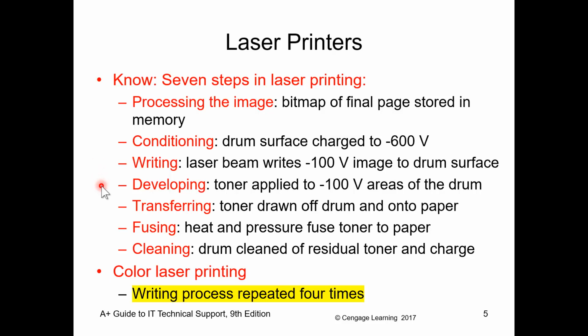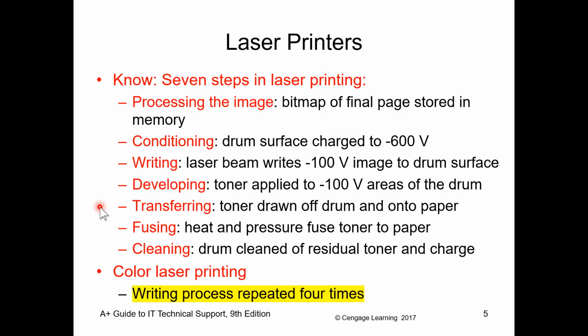So developing, then we transfer toner, we sprinkle toner onto the drum, but the toner only sticks to the areas that have the negative 100 volts area of the drum. So now we have the image we want on the drum, but we need to transfer it to the piece of paper. So now a piece of paper is introduced and pushed up against the drum once around, get the whole page, and the static electricity properties of how the laser printer is set up is the toner sticks to the paper instead of the drum. Now, at this point, it's just on the paper, held on by static electricity.